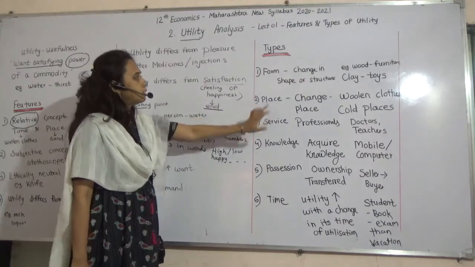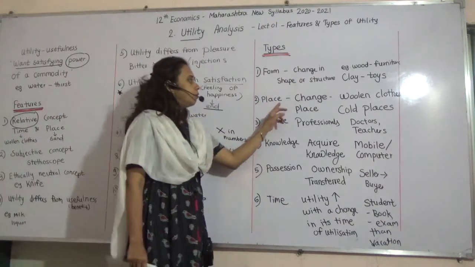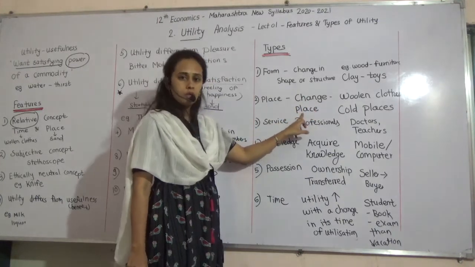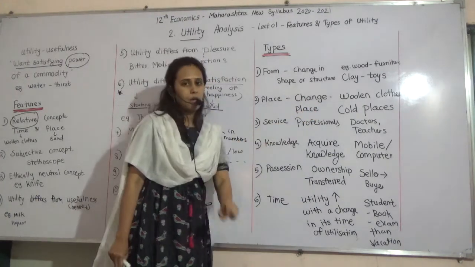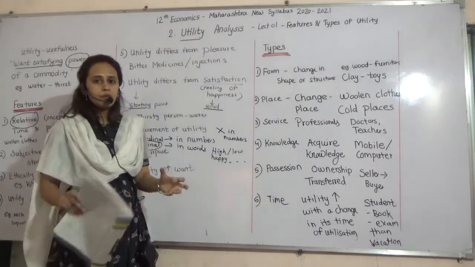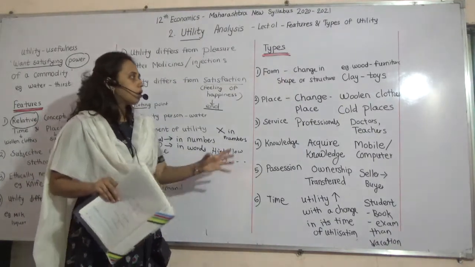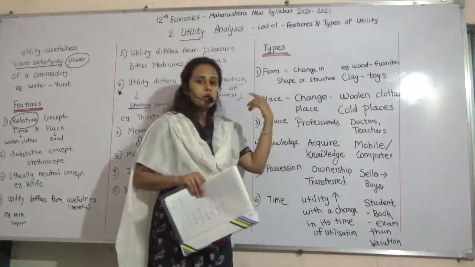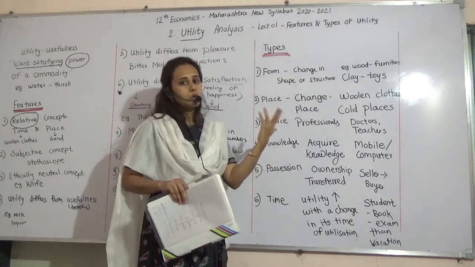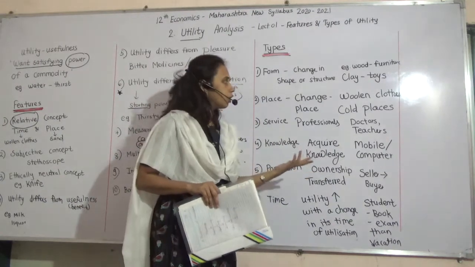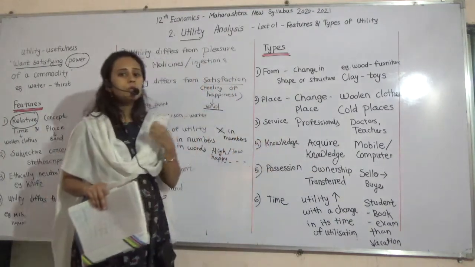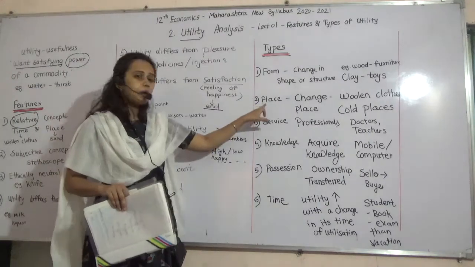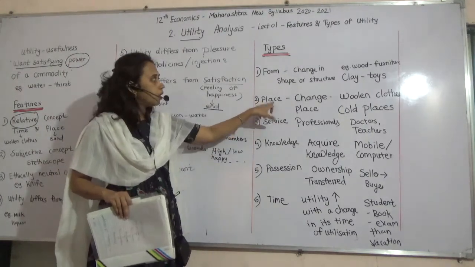Next, place utility. Utility changes according to place. For example, I am having the best sweater which gives me warmth. That sweater or shawl is useful in Kashmir because of the winter season over there. But if I started using it in Mumbai, Pune, then it's not that much useful. So according to place, utility changes.